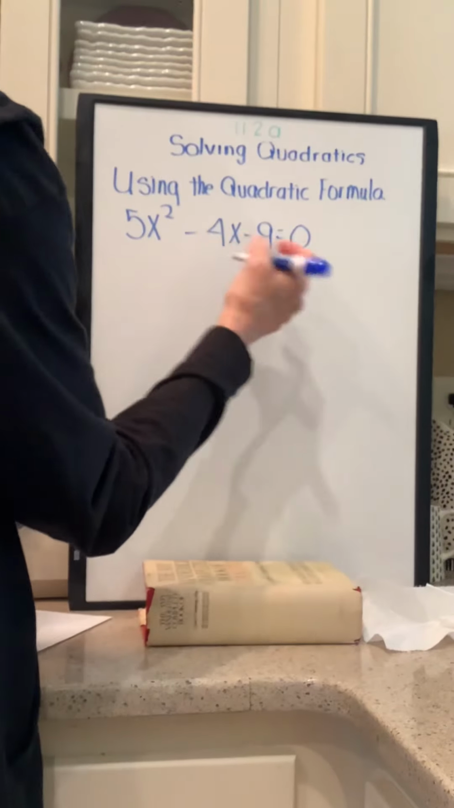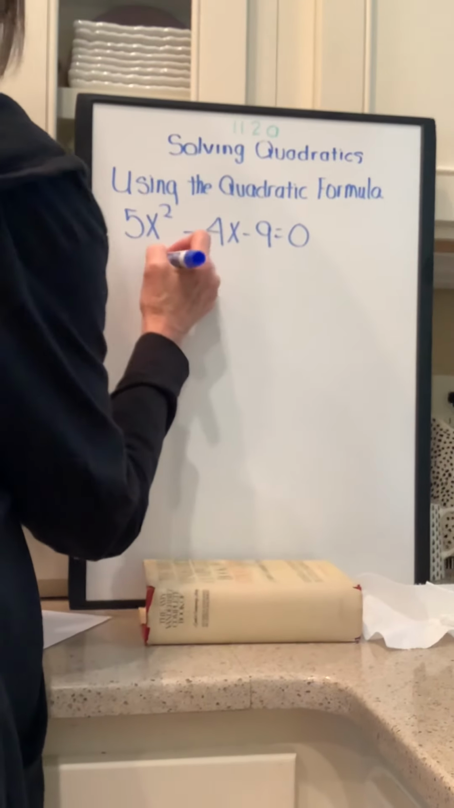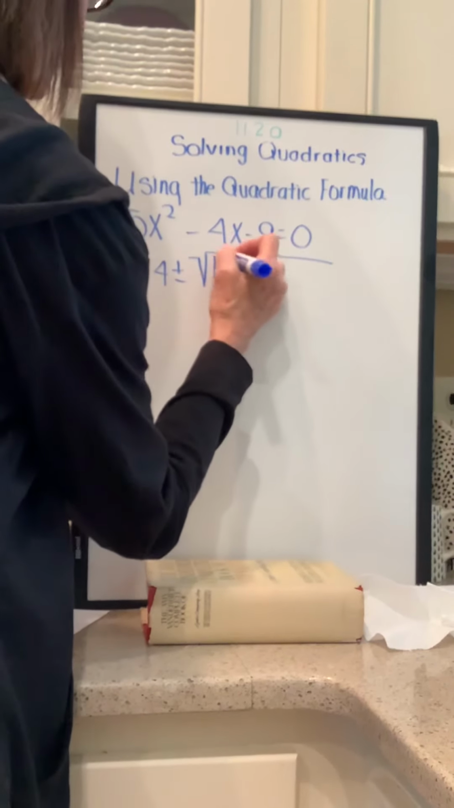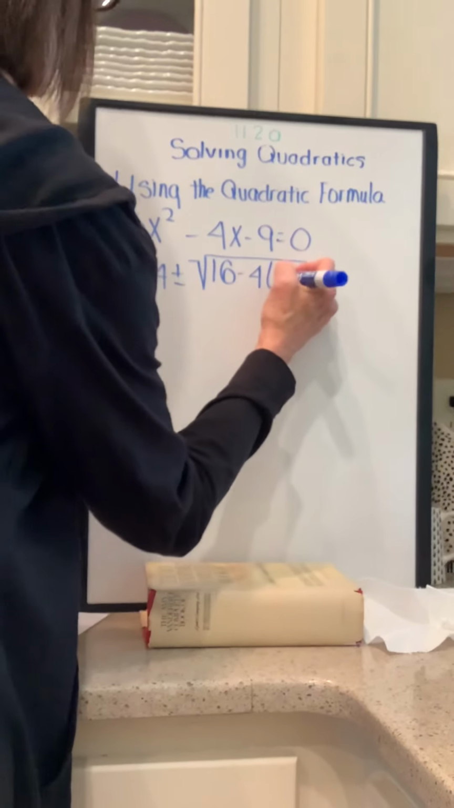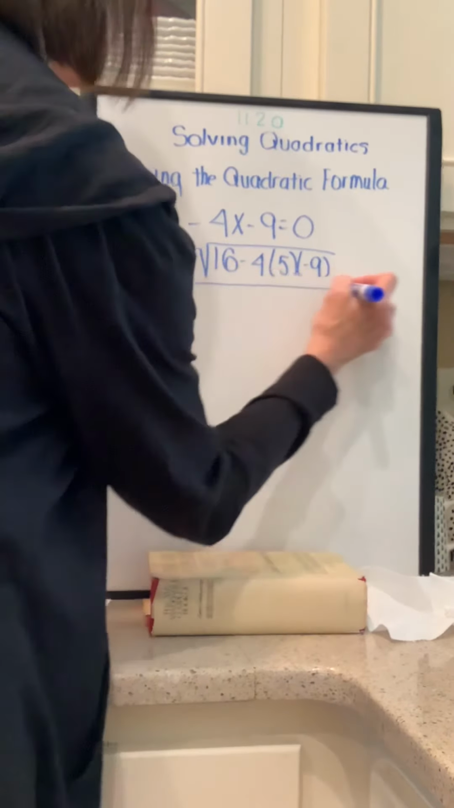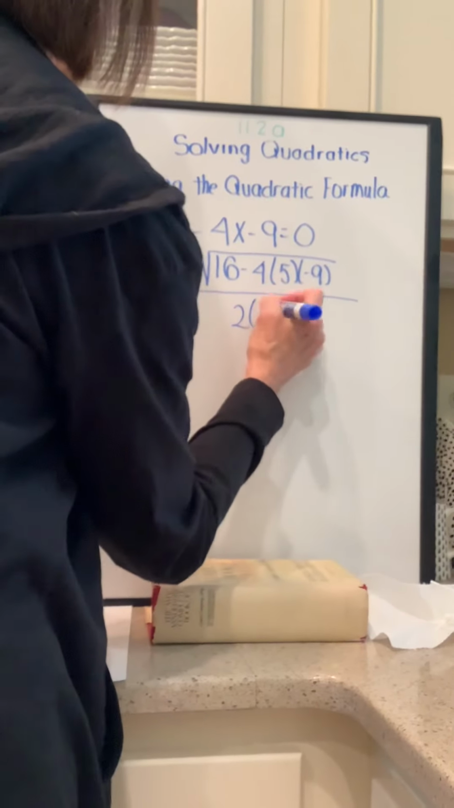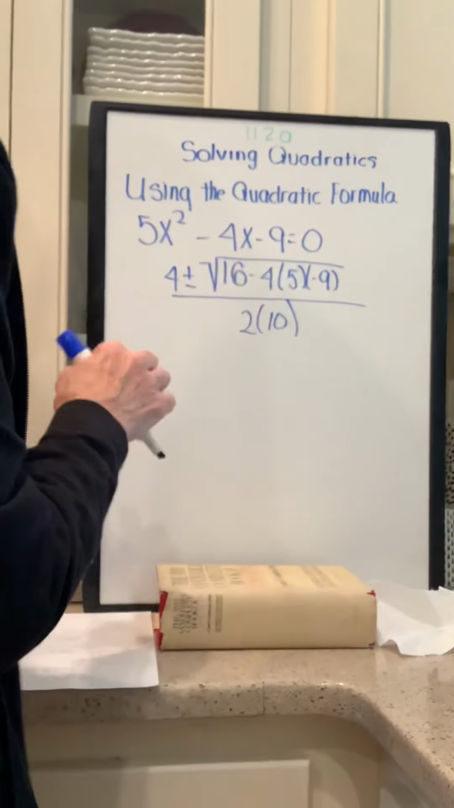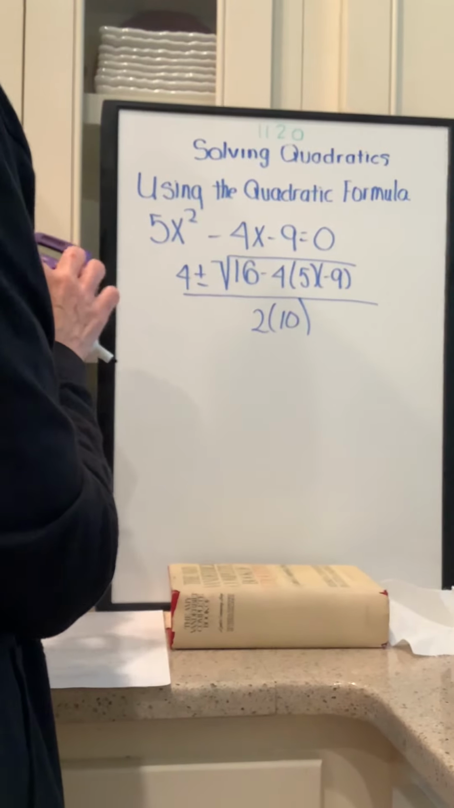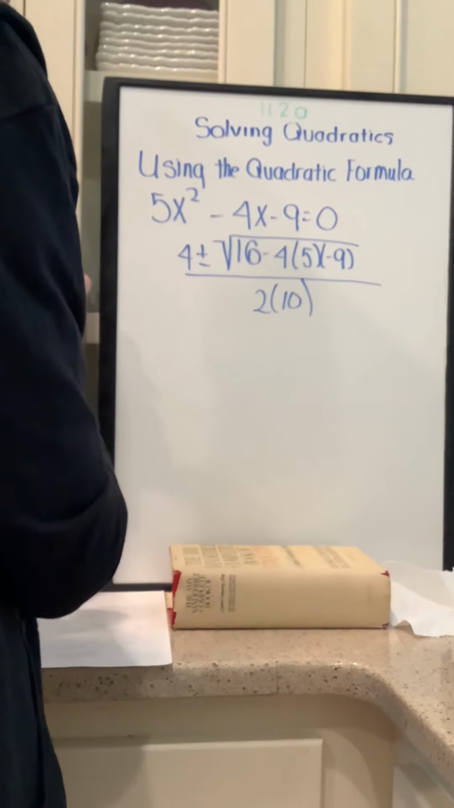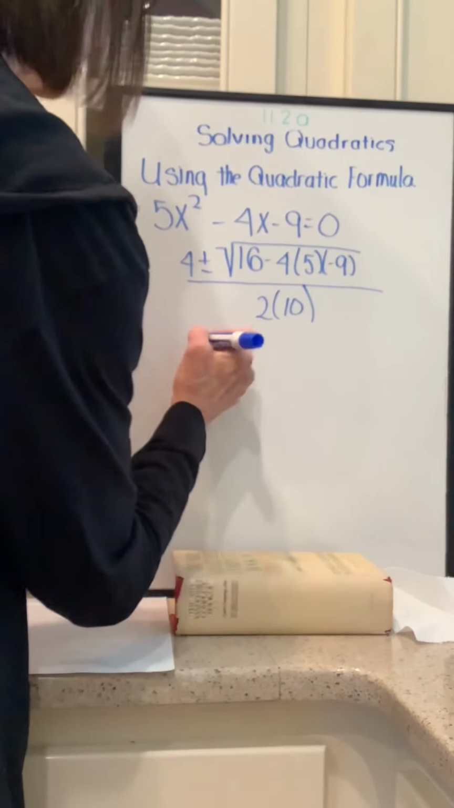So it's going to be the opposite of b, which is 4, plus or minus the square root of b squared, which is 16, minus 4 times a, which is 5, times c, which is negative 9. And I should have grabbed my calculator. When you plug this into your calculator, 2 negatives always make a positive. So that's 4 times 5 times 9, which gives us 180, and then plus 16. So that's going to give us 196.